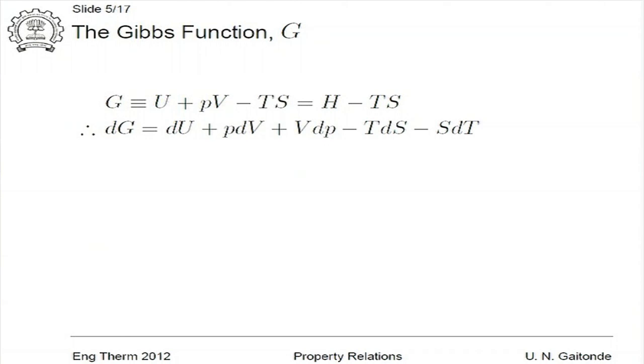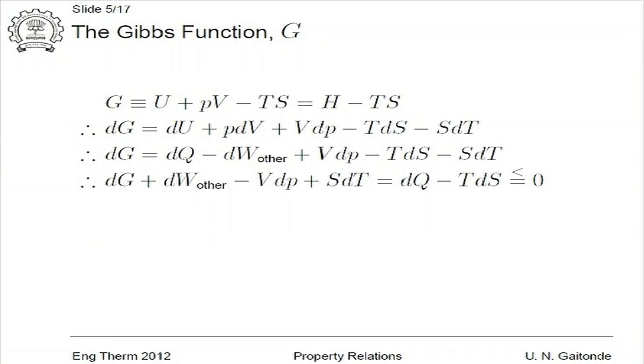Differentiating it, you will get an expansion in terms of dU, dV, dP, dS and dT. Now apply first law, dU plus PdV plus dW other will be dQ. So, dU plus PdV will be dQ minus dW other. And then keep dQ and TdS on one side and you will get dG plus dW other minus VdP plus SdT, which is equal to dQ minus TdS less than or equal to 0. This less than or equal to 0 is a consequence of the second law. Keeping dW other on one side, now you will get dW other, other meaning other than expansion work, less than or equal to minus dG plus VdP minus SdT.